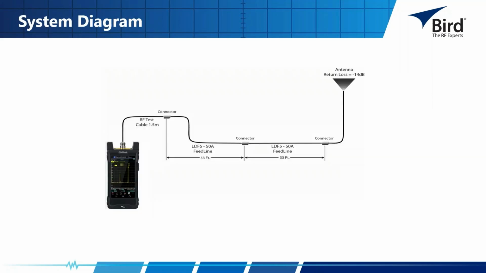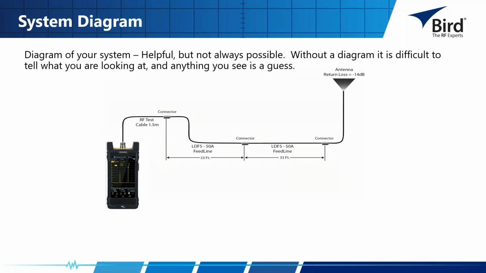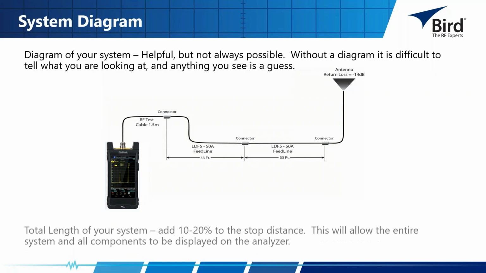I mentioned it's very helpful to have a system diagram available. I know it's not always possible, but it is helpful. This will help you pick out what you are looking at when you are examining your sweep results. You can see the antenna, you can see the different connectors. Without a diagram, it is difficult to tell what you are looking at, and anything you see would be a guess.